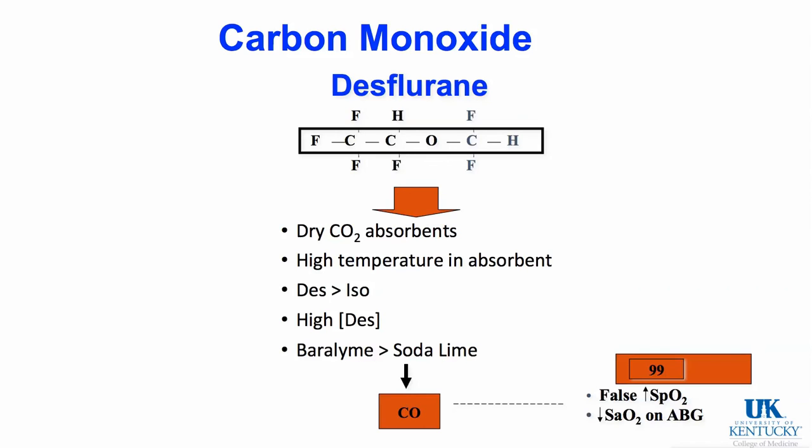When carbon monoxide is formed, you usually won't even know about it because your pulse oximeter will not be able to detect that. You'll have a falsely elevated SpO2, while if you drew a blood gas and sent it off, you would see that your SaO2 is actually decreased, and some of your hemoglobin has carbon monoxide bound to it, or carboxyhemoglobin.